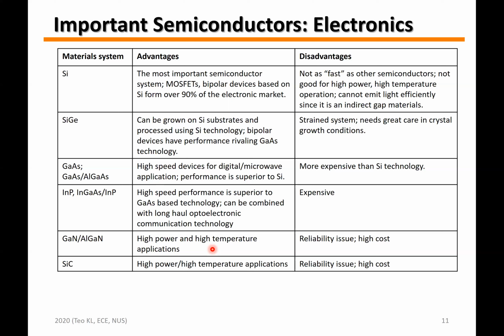It has high breakdown voltage also due to the large electric field required to generate carriers through the impact mechanism. So it's good for high power application. And of course, it's not easy to grow gallium nitride and aluminum gallium nitride. High cost, reliability issue. Silicon carbide is also used for high power, high temperature application, and it's a good heat sink. And the disadvantage, of course, is also the reliability issue and its high cost.